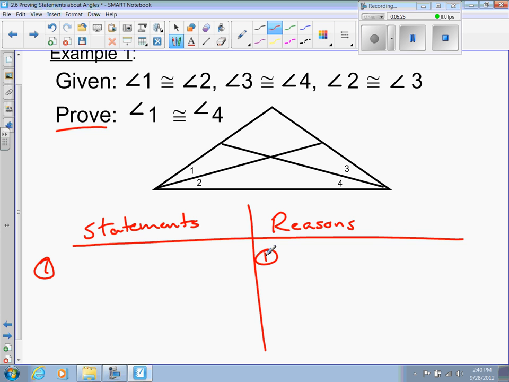Okay, so first off, I need to plan my proof out. So I'm not just going to start writing stuff. It doesn't work that way. I have to have a thought process. I have to work through this. And I'm going to start looking at, I'm given 3 things here. Okay, angle 1 is congruent to angle 2. This angle is congruent to that angle. I mark these things. Angle 3 is congruent to angle 4.